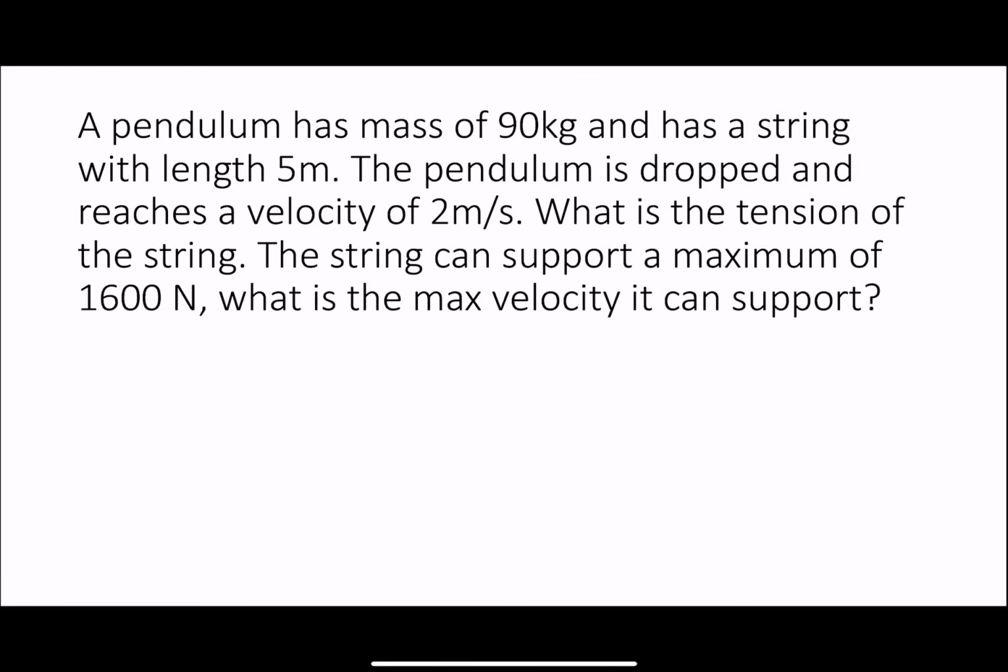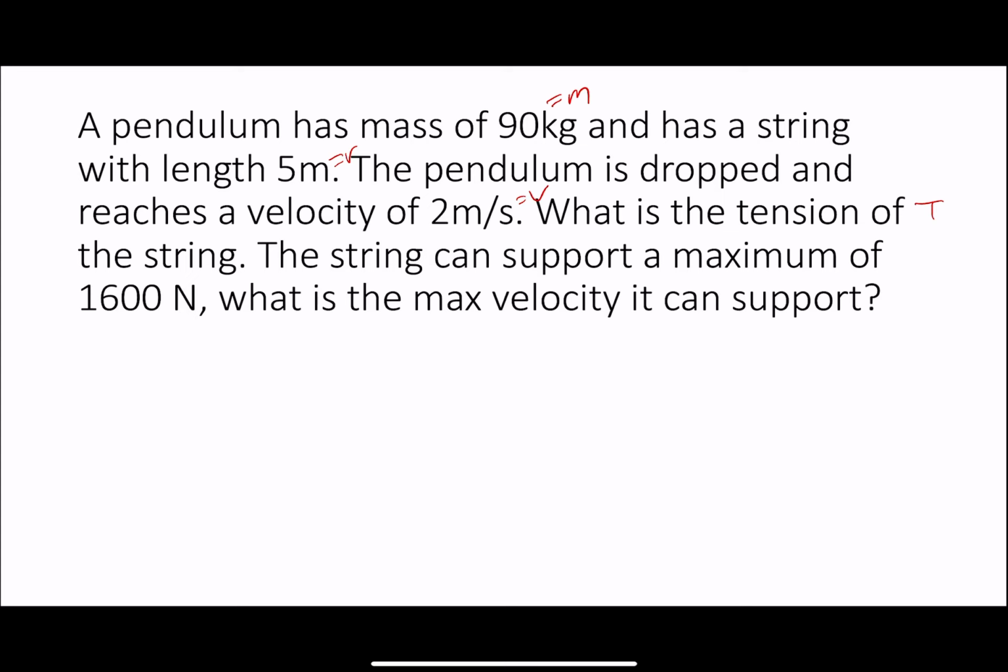So the pendulum has a mass of 90 kilograms and has a string with length 5 meters. So that'll be our radius, and here's our mass. The pendulum is dropped and reaches a velocity of that, so that's our V. What is the tension of the string? So we're looking for tension first, and then the string can support a maximum of 1600 newtons. What's the max velocity it can support?